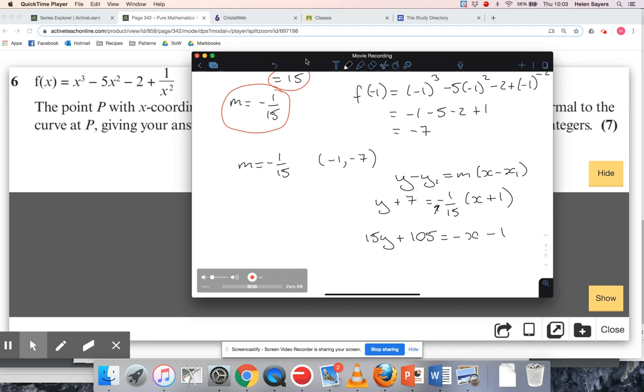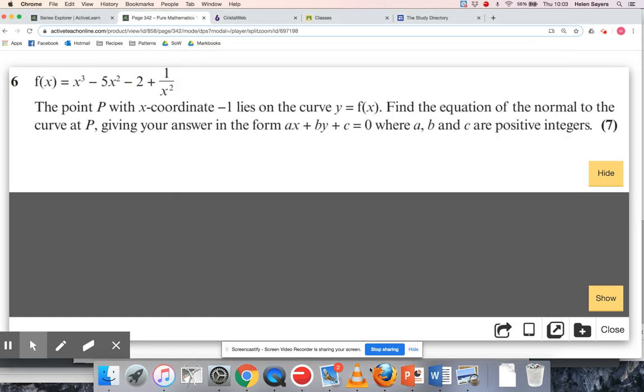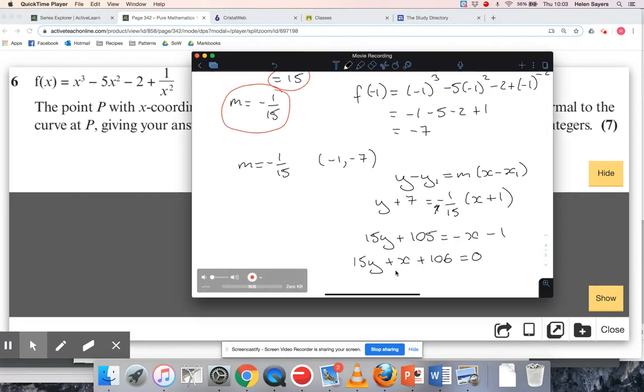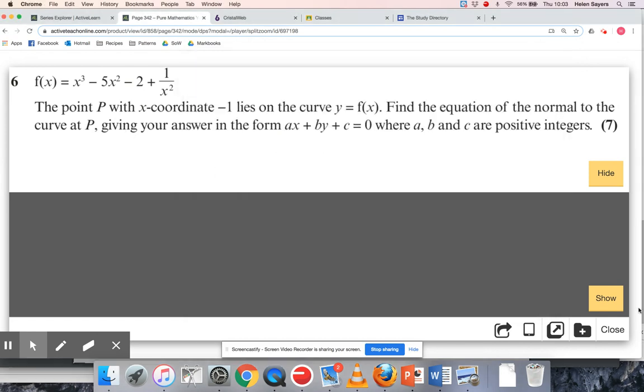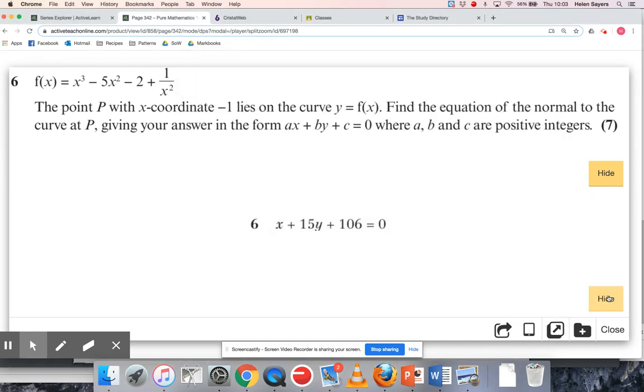And then they want everything over to the same side of the equation. So I'm going to add the x over. I'm going to add the 106 over. I'm going to just do a final check of the form they wanted it in. Yep, so they've got their x term first before their y term. I don't think anyone's going to worry about that, but just on the safe side, let's rewrite it, but that's not going to be a problem. And then let's just double check our answer. Brilliant.